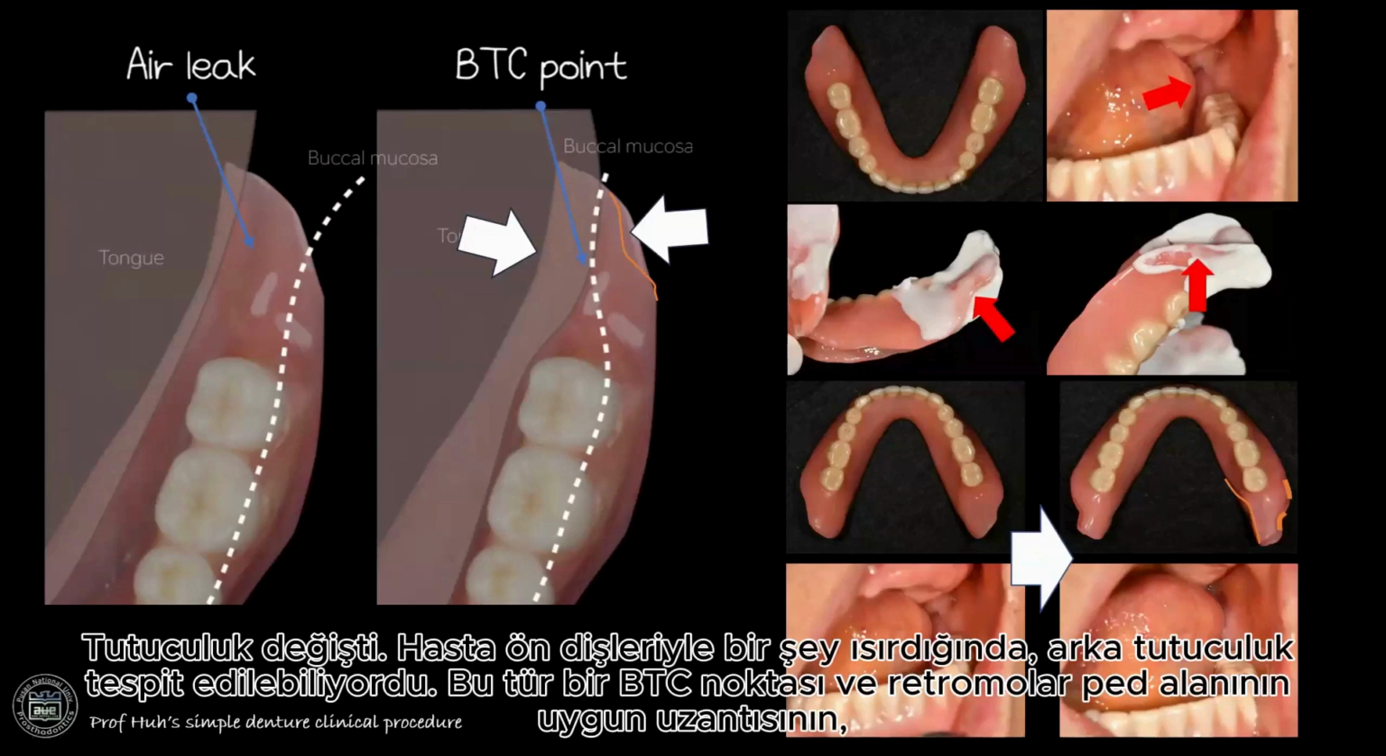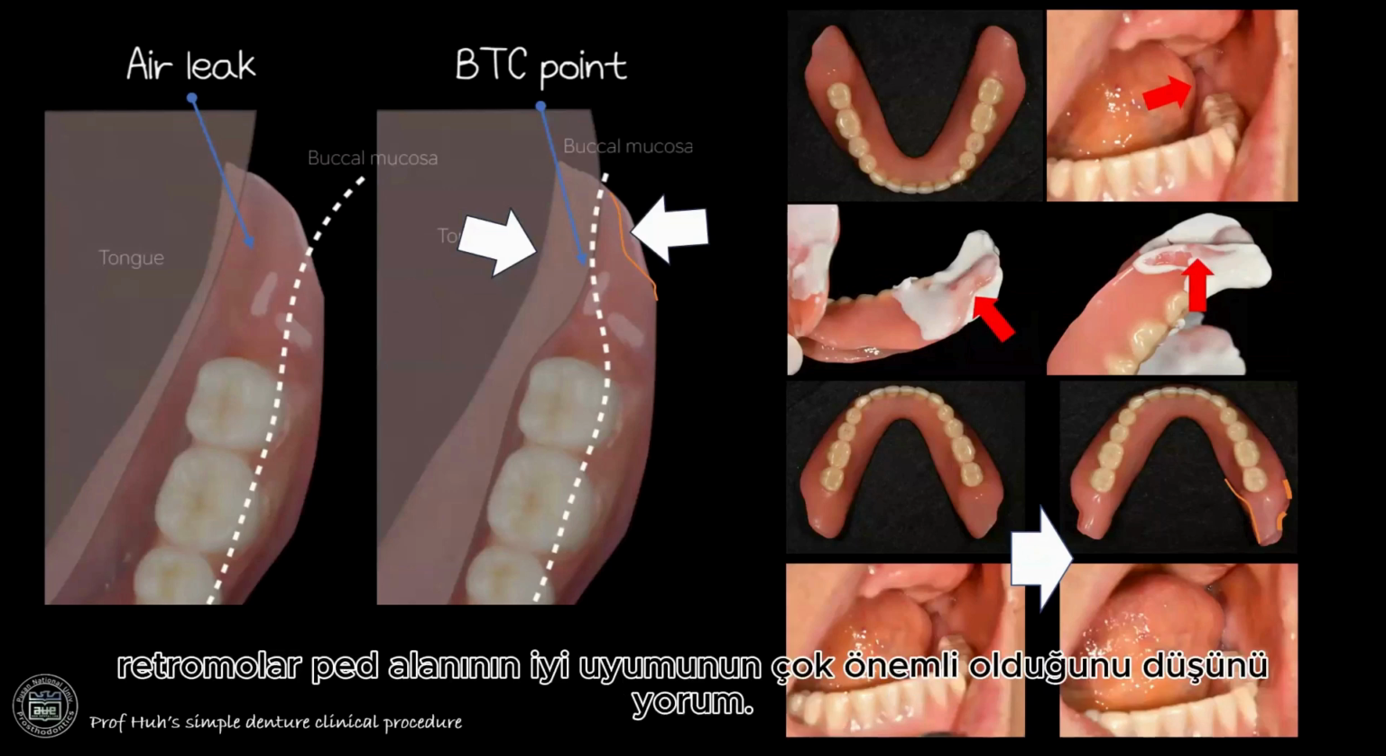So when the patient bites something using the anterior teeth, the posterior retention could be detected. So I believe this kind of BTC point and proper extension of the retromolar pad area, the proper fit of the retromolar pad area, is very important.